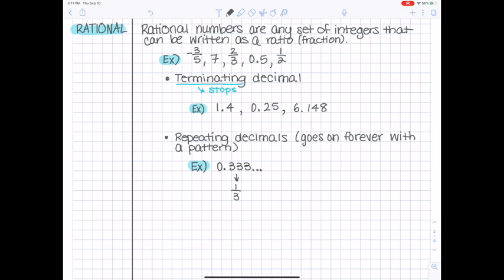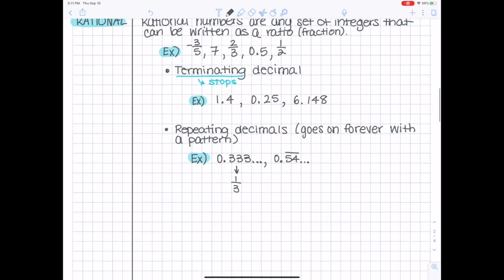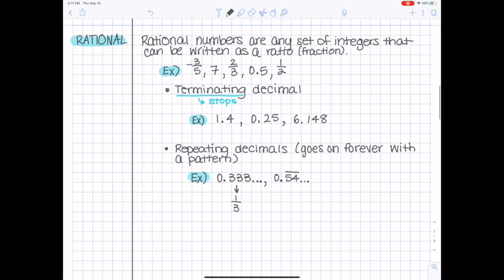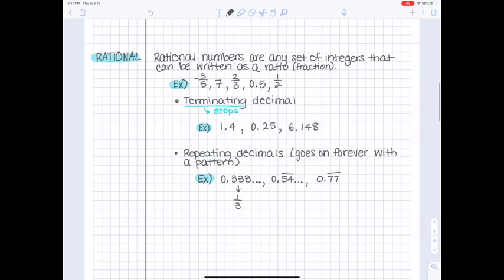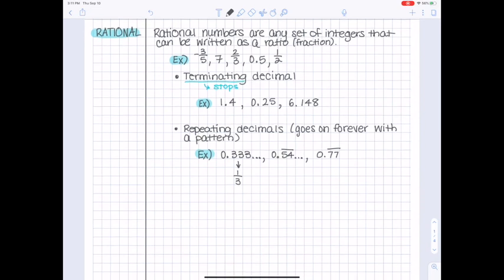Okay? So another example of that would be like 0.54 going on forever. And this bar means that it's repeating with a pattern. Sorry, it means it's repeating with a pattern. Anytime you see a bar like that, it's going to be a rational number. Another example could be, I don't know, 0.77 with a bar, which means it goes on forever. Okay? So those are our rational numbers.